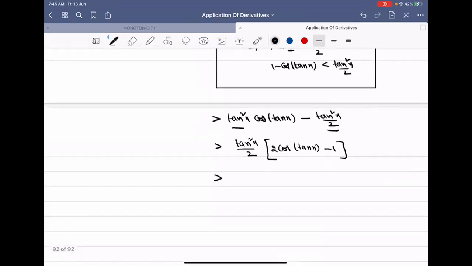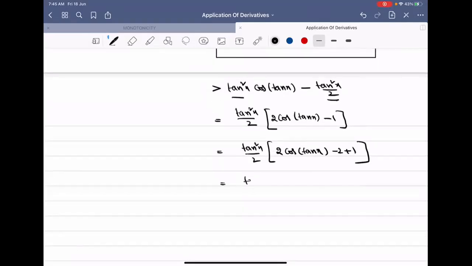So from here you should write equality, because everything is equal. Now this is equal to tan square x by 2, and here what I do is 2 times cos of tan x. I will write this minus 1 as minus 2 plus 1. Now that is equal to tan square x by 2.